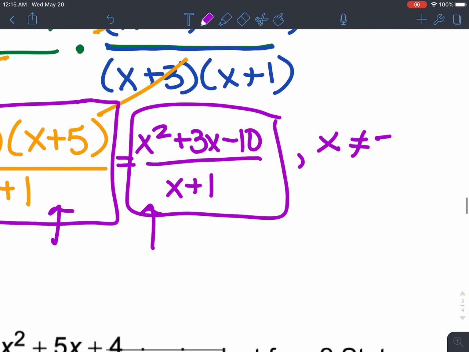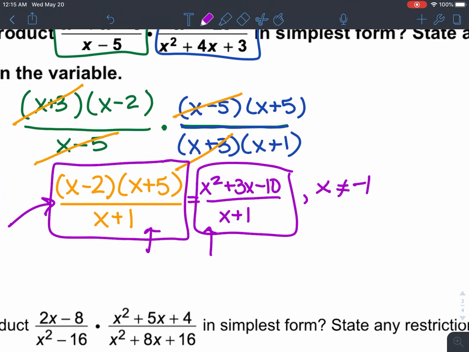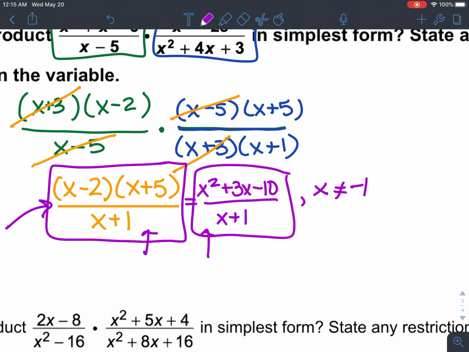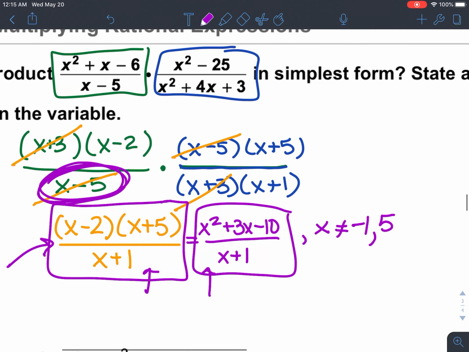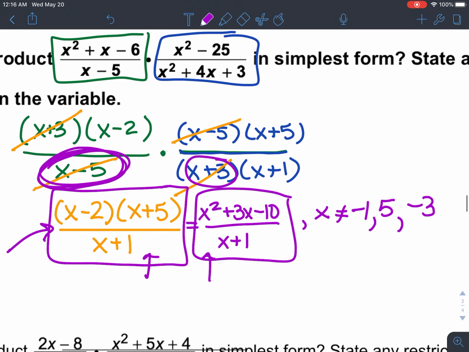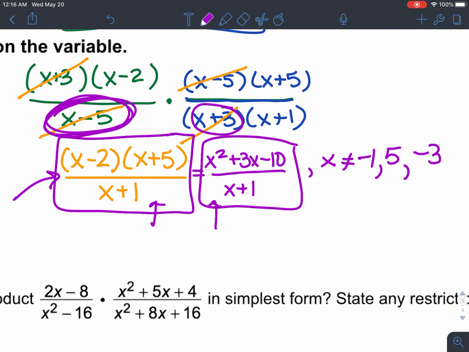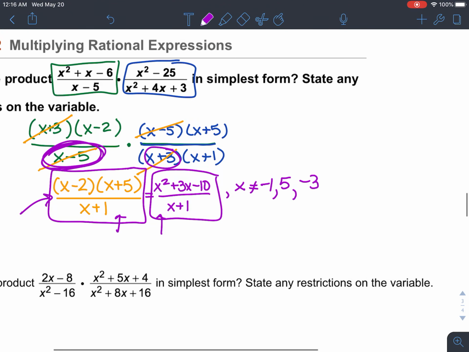So x definitely can't be -1 because there's x plus 1 on the bottom. But you got to go back to the very beginning and pick out anybody who was on the bottom. So x can't be 5, because if it can't be 5 in the original problem, it can't be 5 in the answer. And x also can't be -3. And it doesn't matter that it canceled. It still can't be -3. Because if it can't be -3 in the beginning, it can't be -3 at the end.